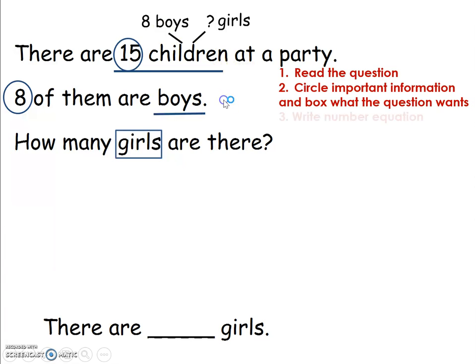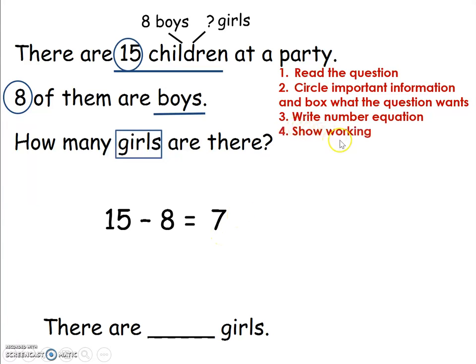Which goes on to step 3, which we need to write our number equation. So our number equation should be 15 take away 8, which is 15 minus 8. If you count backwards, you should be able to get 7. Alright, however, if you want to do step 4, which is show working, you may as well. So to do the working, we need to draw the place value chart, which is actually 10s on this side and 1s on this side.